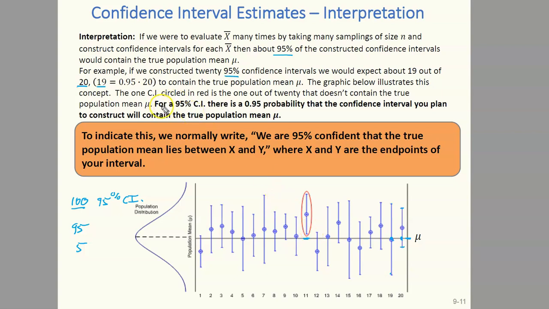Now here's something else to note for a 95% confidence interval. Before you construct your 95% confidence interval, you have a 95% chance, or a 0.95 probability, that your confidence interval will contain the true population mean. Now once you construct it, then we normally state this. We normally state that we are 95% confident that the true population mean lies between x and y, where x and y are the endpoints of your confidence interval. And so this is how you should interpret what a 95% confidence interval means, and how you should properly state that to your readers.